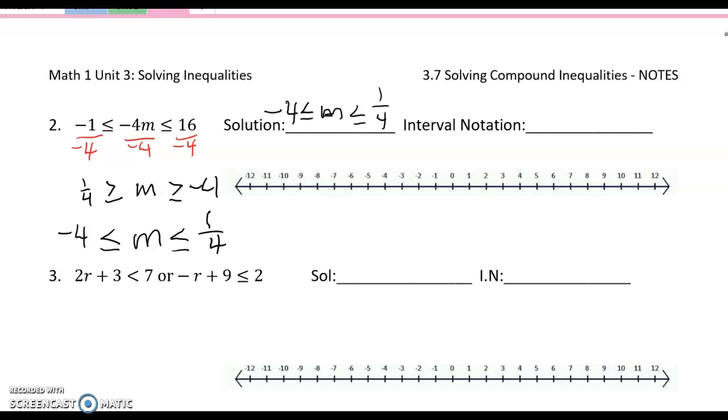Let's go ahead and graph that. So we got closed circles on -4 and +1/4. +1/4 is somewhere between 0 and 1. And we're going to shade in between. That's where all the values of m are, between -4 and +1/4. For the interval notation answer, again, because we have a closed circle on both the -4 and 1/4, we're going to use the squared off brackets.